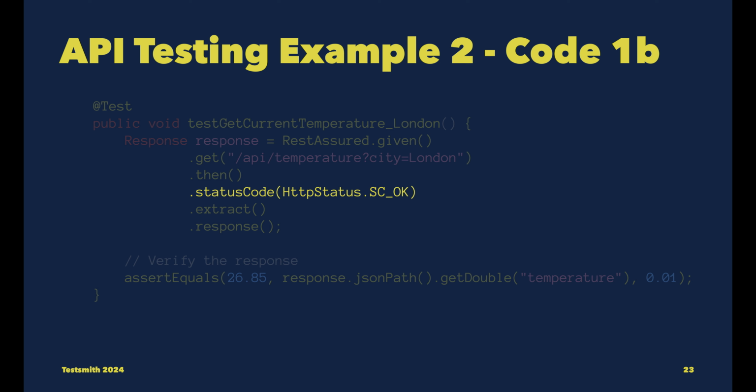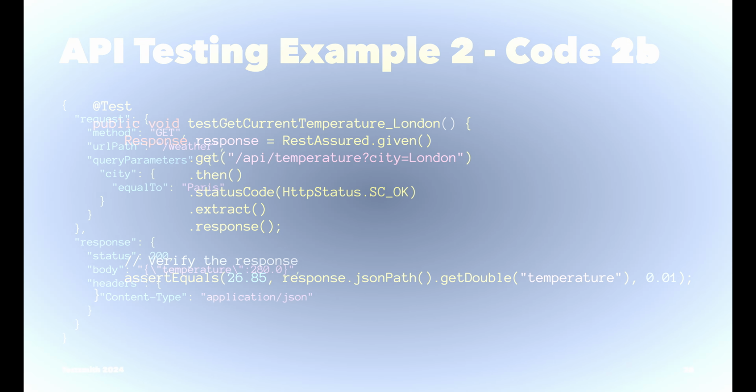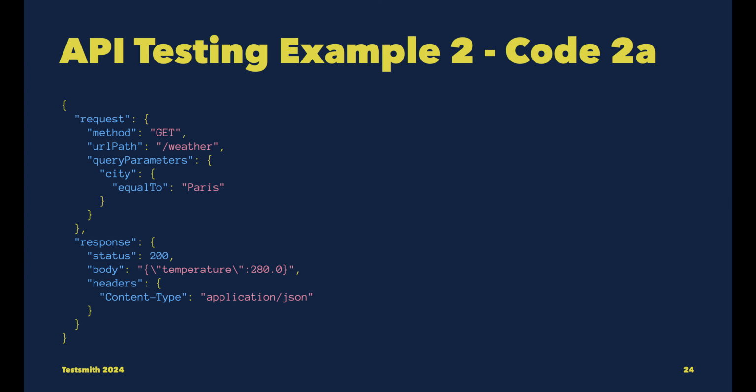This line specifies the expected HTTP status code of the response. The test expects a 200 OK status code, which indicates that the request was successful. This line verifies the server's response. It asserts that the temperature value in the JSON response body is equal to 26.85 Celsius, with a tolerance of 0.01. This value is derived by converting the Kelvin temperature from the response body to Celsius, returning a different temperature.